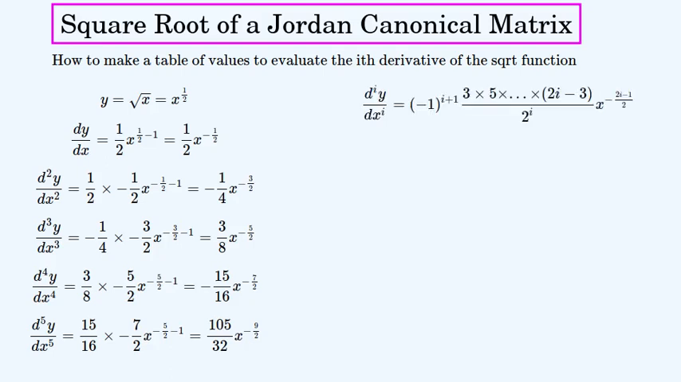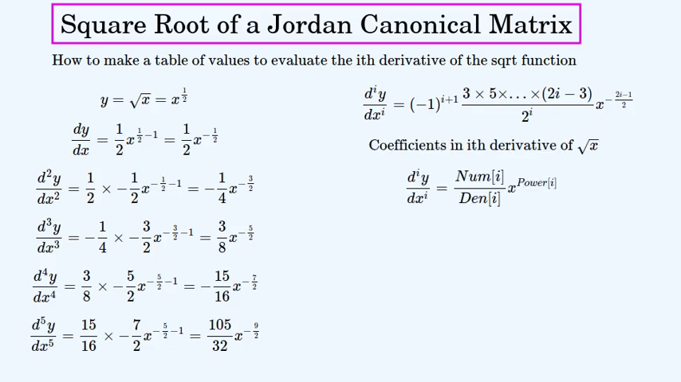Then we can generalize this derivative by looking carefully at how all of the constants in the function behave as we keep finding the next derivative. We can use this equation to find an unlimited number of derivatives of the square root function. We can store these numbers in a table given by these constants.